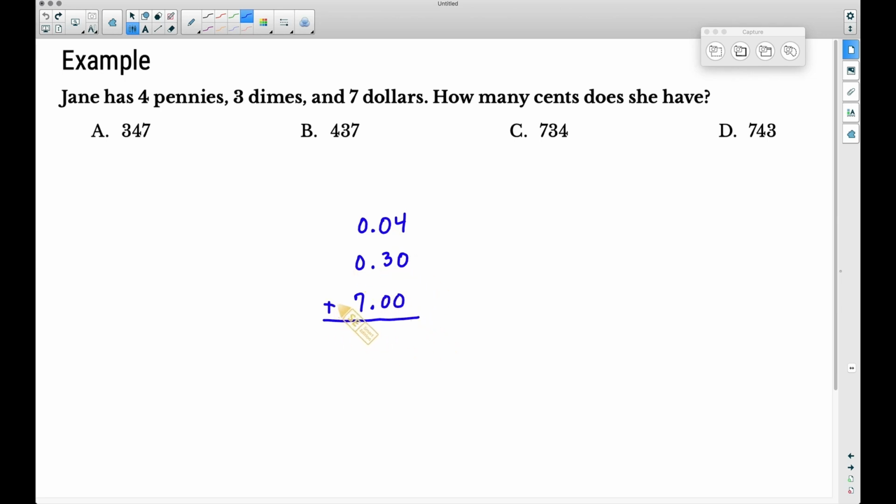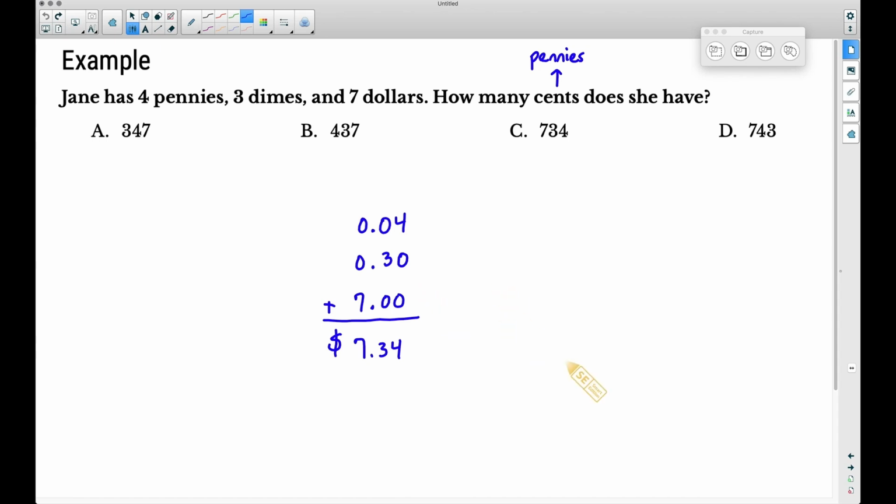Now if we add this up, Jane has $7.34. However, that is not the answer to this question. It says, how many cents does she have? We could say this. For some weird reason, if she were to cash all this in and exchange all of this money for just pennies, how many cents is really saying the same thing as how many pennies would she have if she cashed all of this in for just pennies?